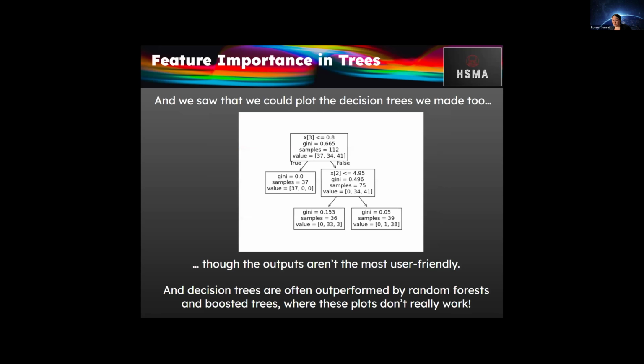And also we saw that we could plot decision trees. That's another way of peeling back the curtain on what's going on. But as you saw, the outputs aren't the most user-friendly. And given that decision trees are often outperformed by the random forest and boosted trees where these plots don't really work, they can be a nice way to start, but they probably aren't going to be the final bit of explainability that you are going to be using.